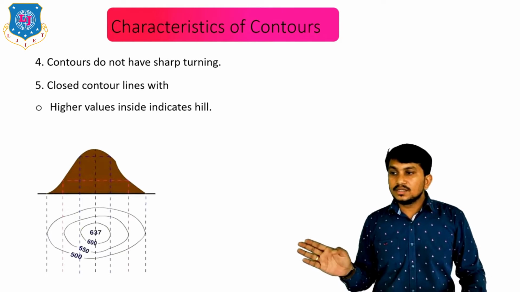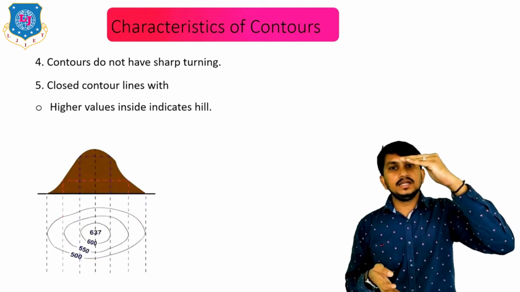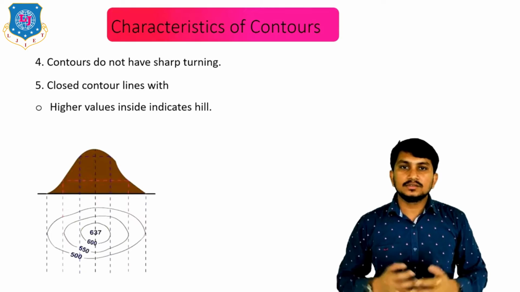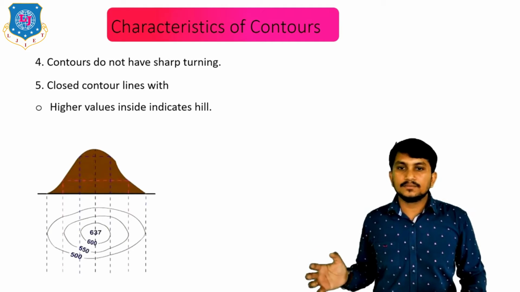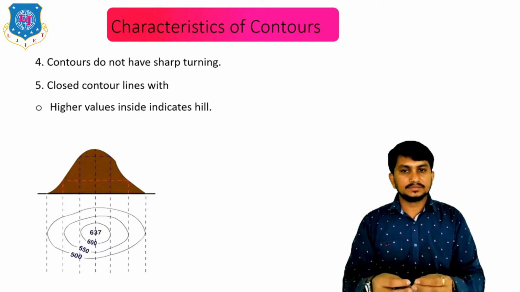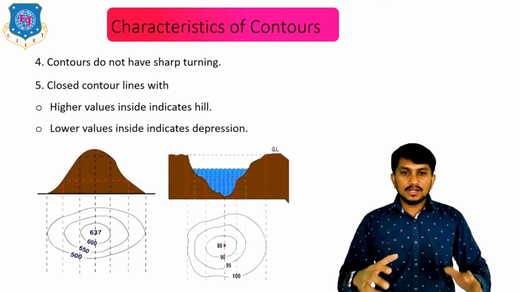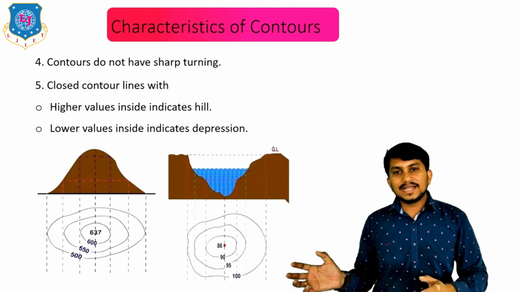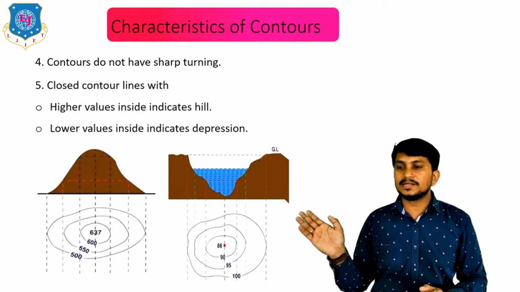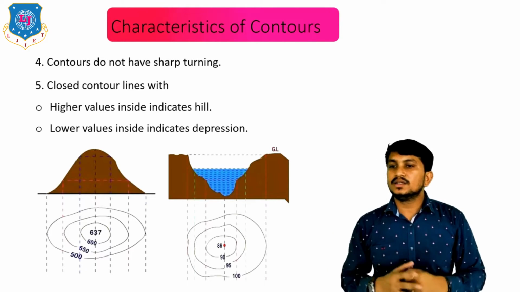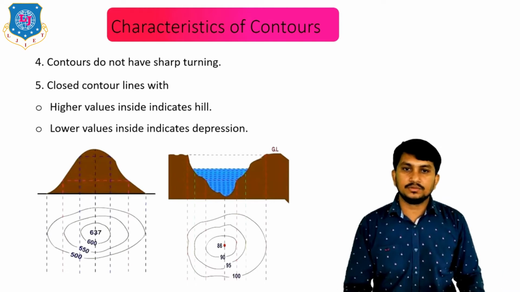Okay, here you can see the values are increasing because the level of the hilltop is more than the foot of the hill. So the values of RL increase from outside to the inside, which indicates a hill. If the values of contours are decreasing while going inside, like 100 meter, 95 meter, 90 meter, 86 meter, it indicates a valley or a pond or a depression, you can say.